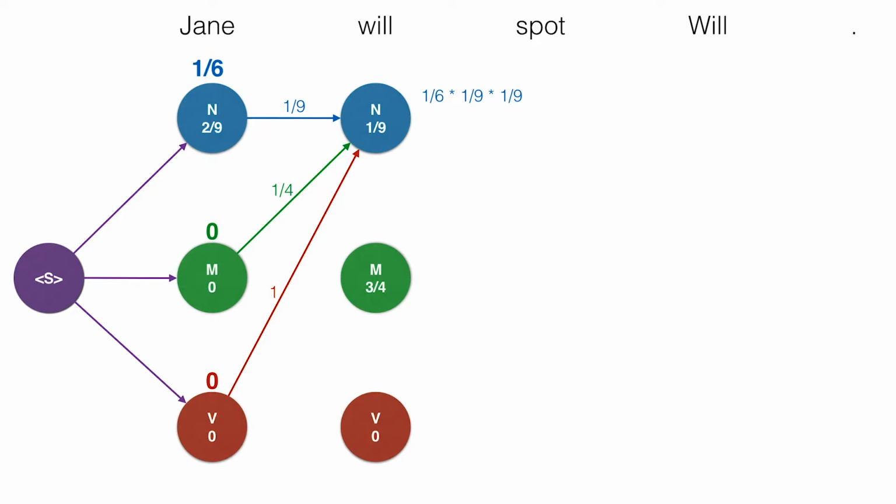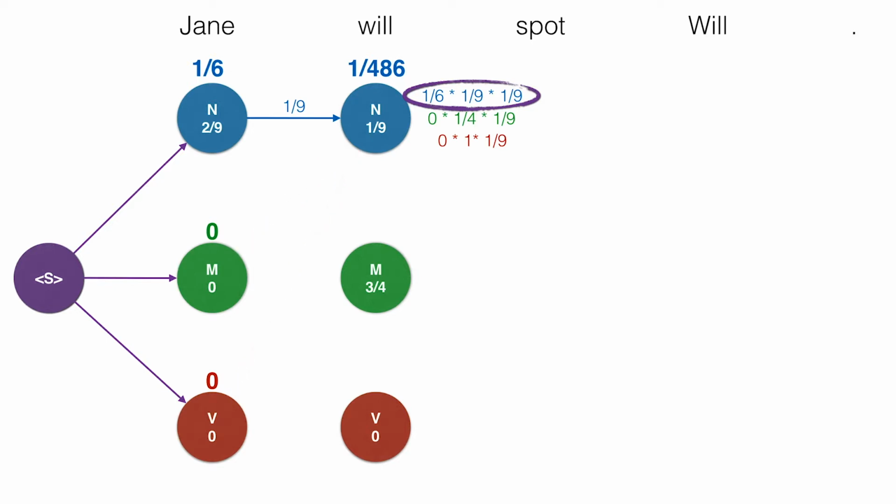Likewise, for the path that comes from the M, the probability is 0 times 1/4 times 1/9. And for the path that comes from the V, it's 0 times 1 times 1/9. Since 2 of these are 0, the largest one is the first one, which is 1/486. So we'll record that number as the probability of the highest probability path that ends at that point. And this is important. Of the 3 incoming edges, we'll keep the one that gave us the highest value. So that's this blue edge over here. And we'll delete the other ones. If 2 edges give us the same value, that's completely okay. We can break ties by picking one of them randomly.